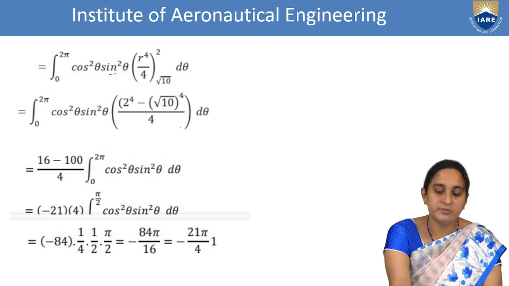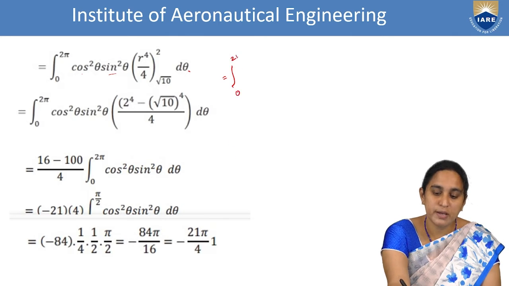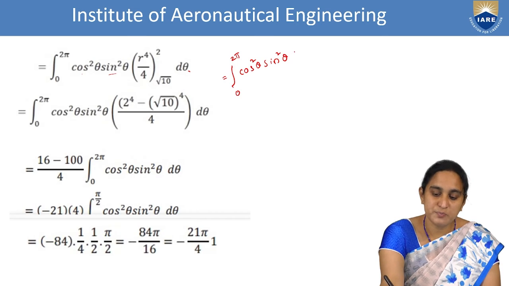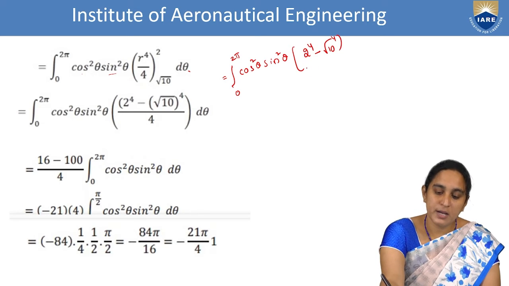And what are the limit points for that? Lower limit is root 10 and the upper limit is 2, from the two circle equations, into d theta. That is equal to integral 0 to 2 pi cos square theta sin square theta. Now substitute the r limit points here. What are the limit points for r? 2 and root 10. Now I am substituting the upper point 2 power 4 minus the lower point root 10 power 4, whole divided by 4, into d theta.